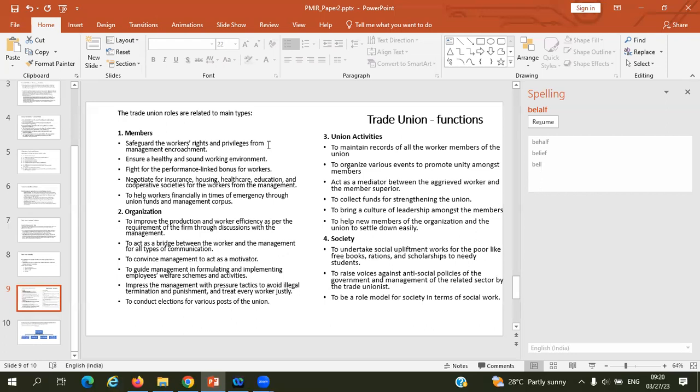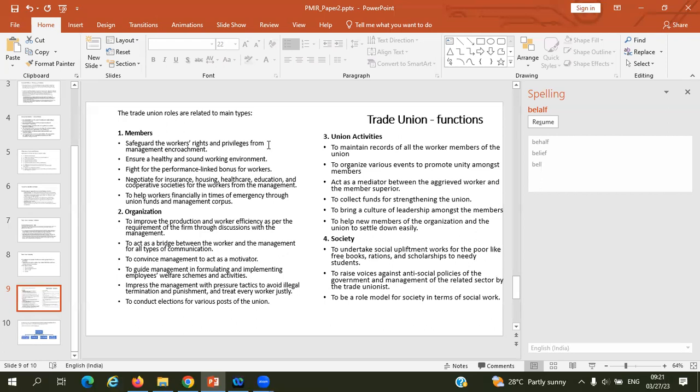Suppose one person is working, how can he learn the work, how can he get the required training. So whatever training requirements one employee or the employee class has, the union is representing that. Union can also promote and protect the interest, that is safeguarding, ensuring a healthy environment, that is the working environment, the culture or the place where the employees are working. That environment should be healthy and strong.